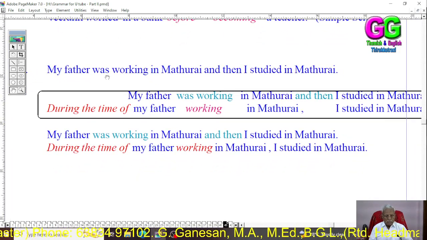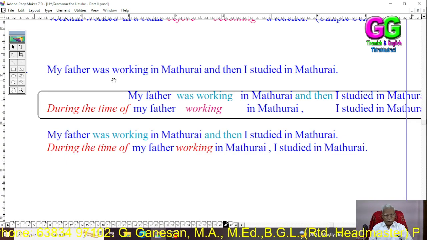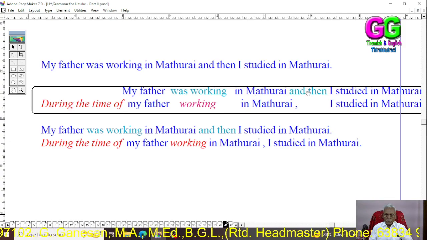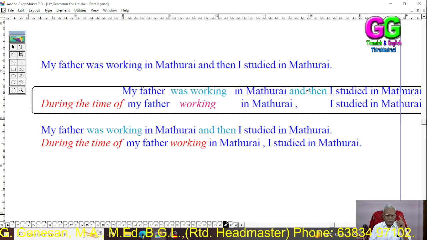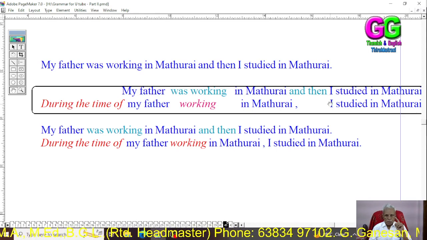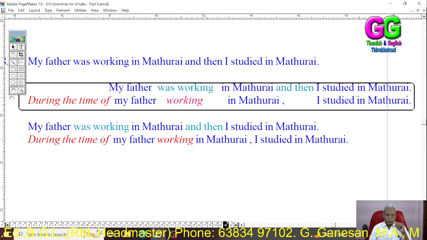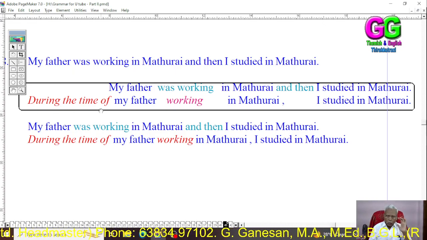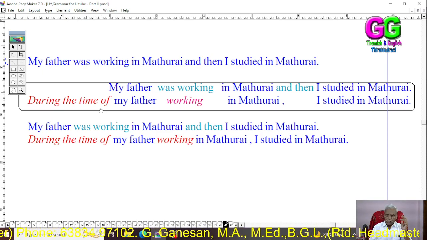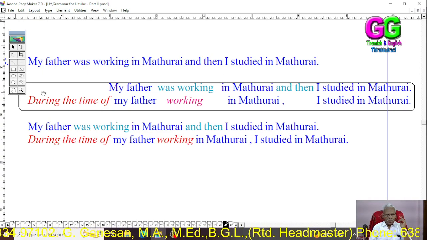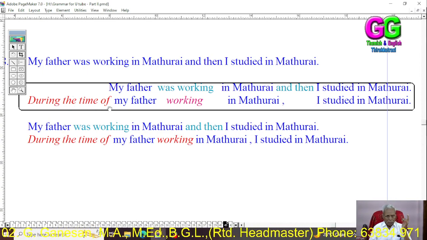My father was working in Madurai and then I studied in Madurai. See? "And then" here is the while clause. Time clause, while clause, because here it is past continuous, a while clause. And then the phrase is "during the time of". While is a complex conjunction, and "and then" is a compound conjunction. So, "and then" phrase is "during the time of".